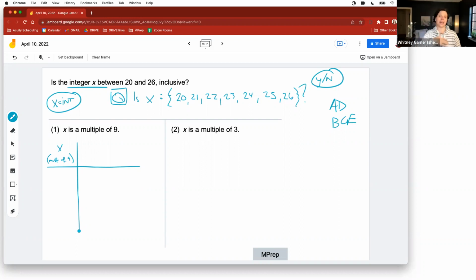Multiples could also be negative numbers, and a multiple of 9 is also 0. So just keep that in mind. But they told me it's an integer, and I'm really only caring about this upper end, so I don't really care. So I'll start with 9.